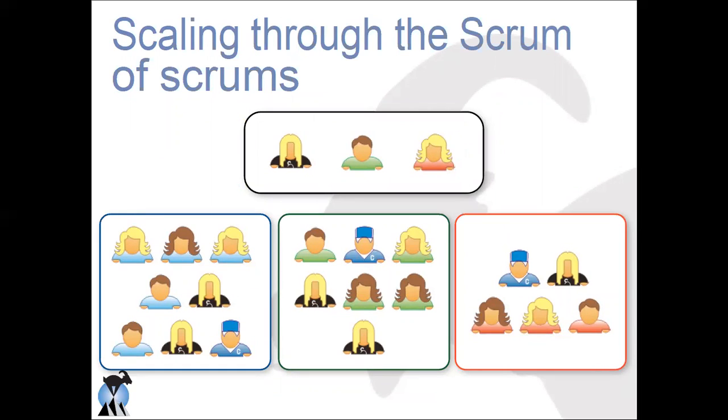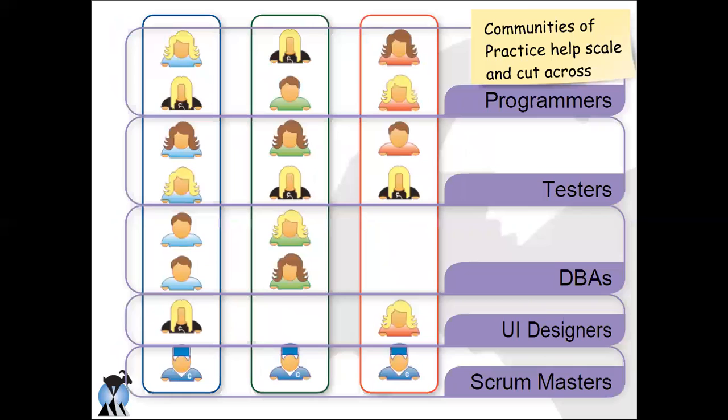Scaling through the Scrum of Scrums is one of the ways we can scale Scrum. It's teams of teams. In the Scrum of Scrums, we divide them vertically. We will have programmers, testers, DBAs, UI designers, and Scrum masters in different teams.